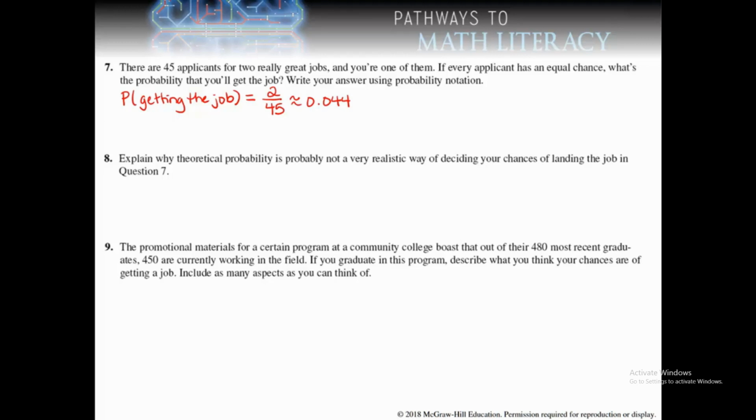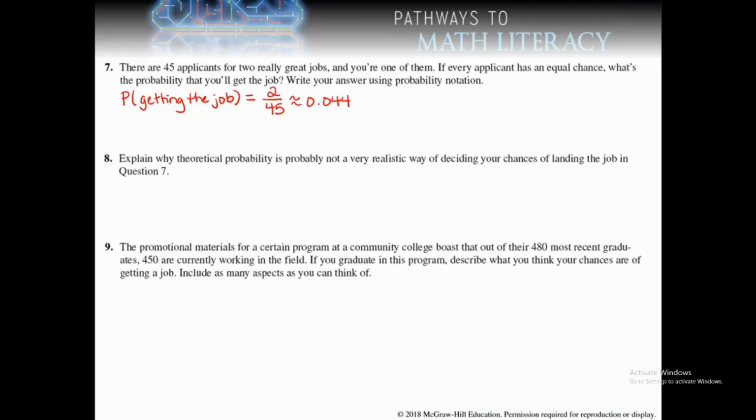In 8, why is theoretical probability not actually very realistic here? Well, it's usually not completely random whether you get a job or not. Not everyone has an equal chance, and theoretical would assume that they did. It's far more likely that other factors come into play, and so an empirical probability for each person would make more sense.